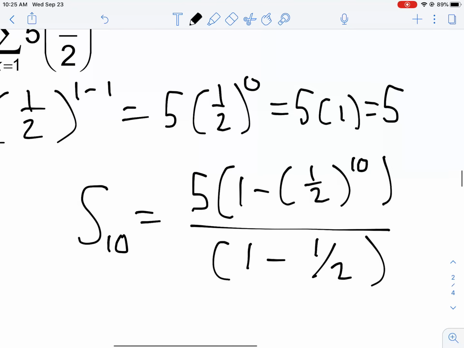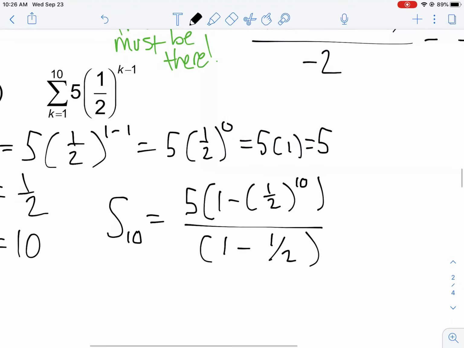Now, if you're like, Miss Diddy, does this 1 half, because we have it in parentheses up here, do we need the 1 half in parentheses down here? I would say, go for it. Do you have to? No. But if it makes you feel better, by all means, put another set of parentheses on that sucker. Okay? So I'm going to take them off just for kicks and giggles.